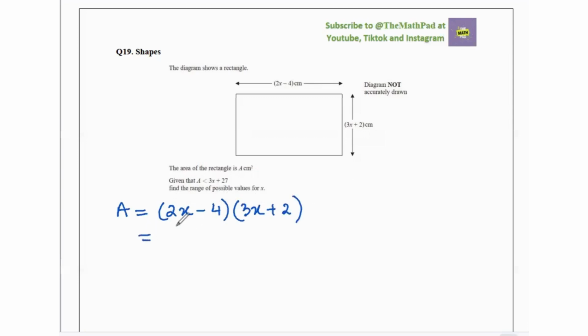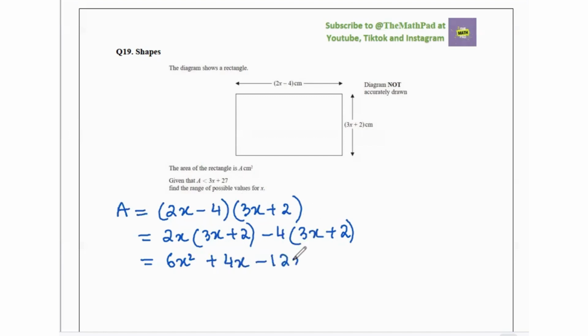Let's simplify this. When you expand the bracket, it's 2x times (3x plus 2) minus 4 times (3x plus 2). The best part of this question is that you're also revising how to expand brackets. So 2x times 3x is 6x squared. 2x times 2 is 4x. Negative 4 times 3x is negative 12x. Negative 4 times 2 is negative 8. Collect the like terms. 4x and negative 12x are the like terms, so that's going to be negative 8x minus 8.